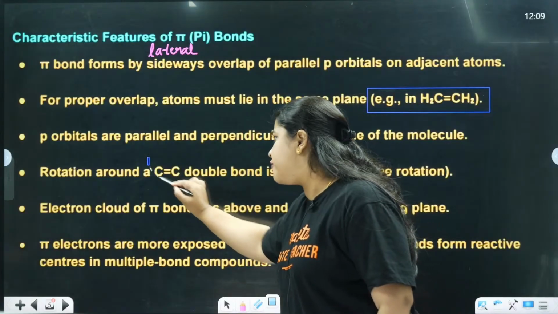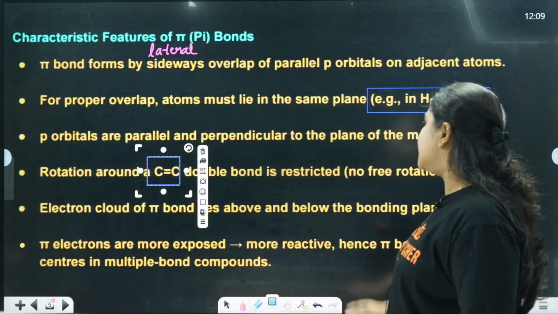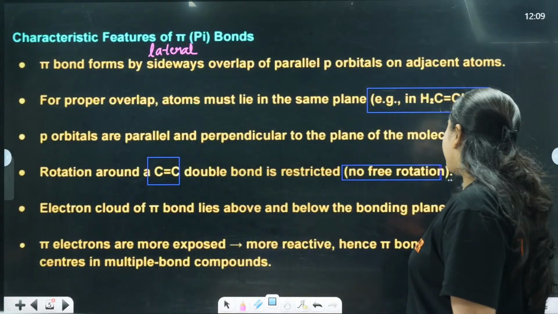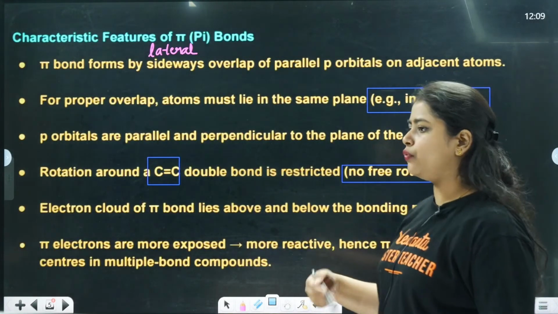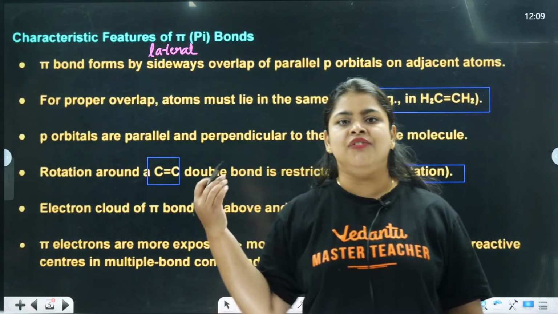Next, the rotation around the C double bond is restricted because there is no free rotation. It means what? It is not allowed to freely rotate itself and go somewhere else.